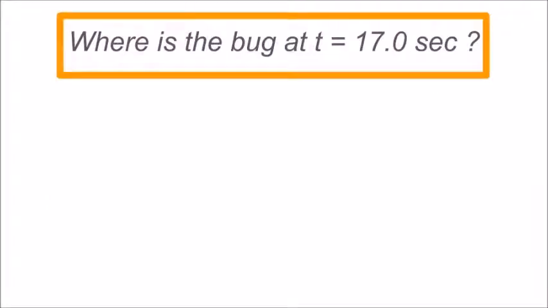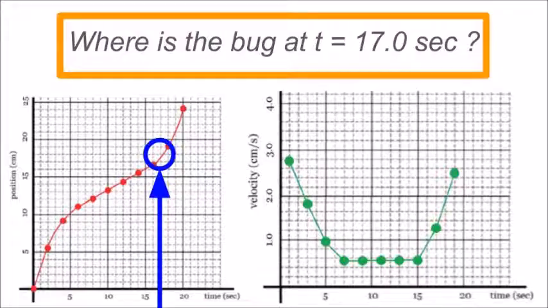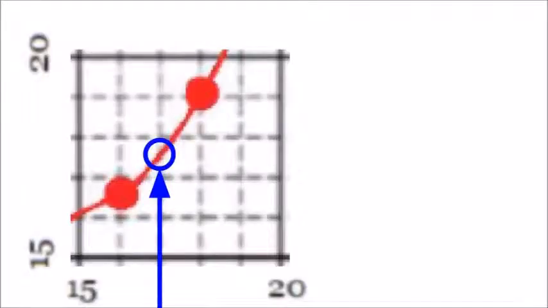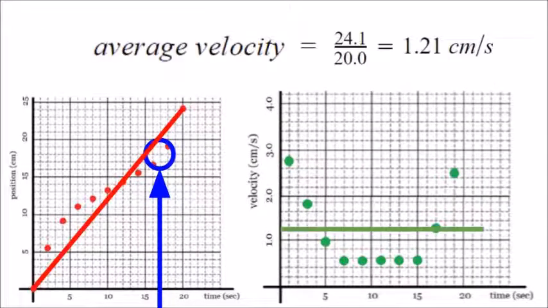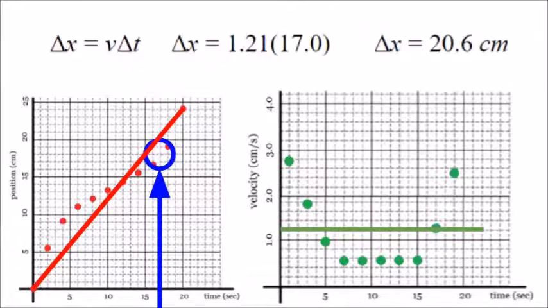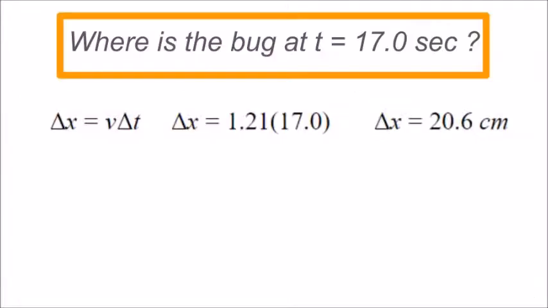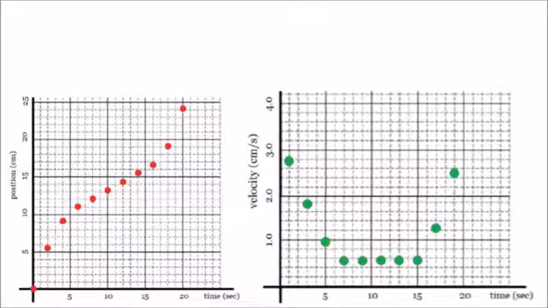Where is the bug after 17 seconds? There it is on the graph. Here it is zoomed in. The answer will be somewhere around 17.5 centimeters. Our first model, the one with that single constant velocity, will give us an overestimate. And there it is, 20.6 centimeters. Write it down and go back for a better solution using a line segment drawn with this data.